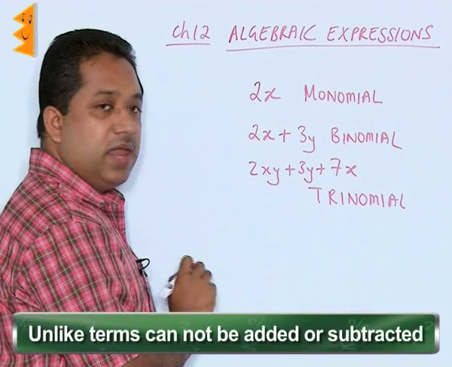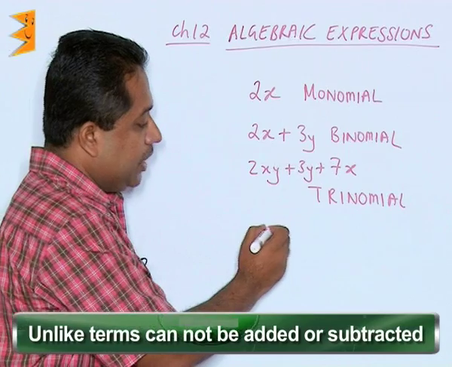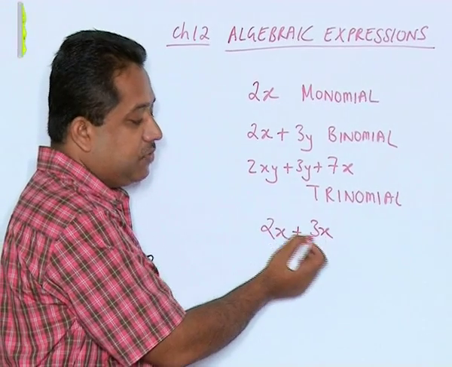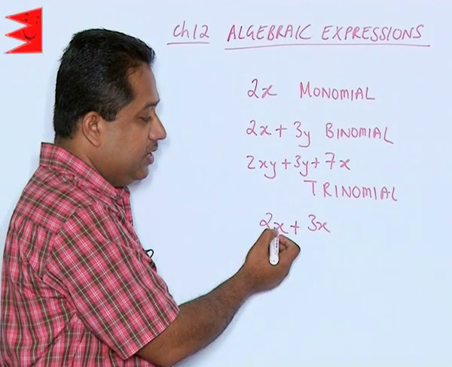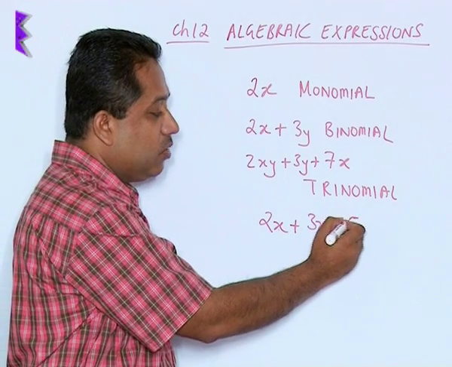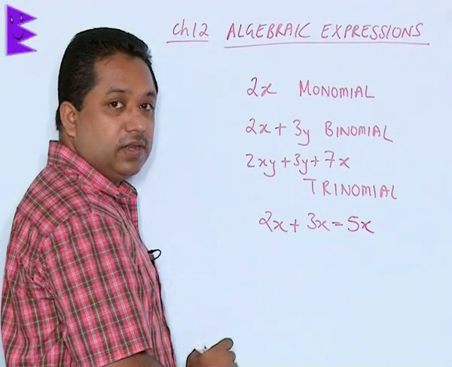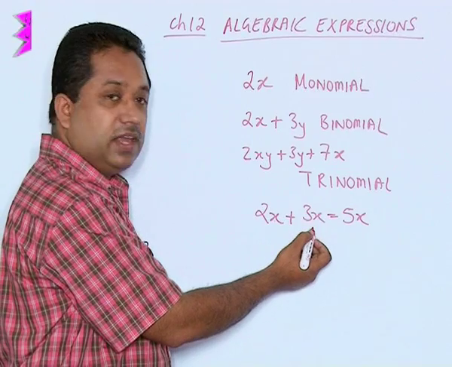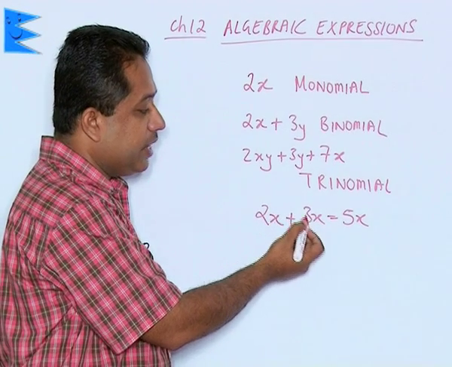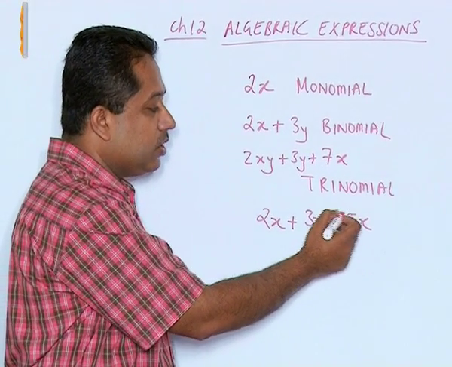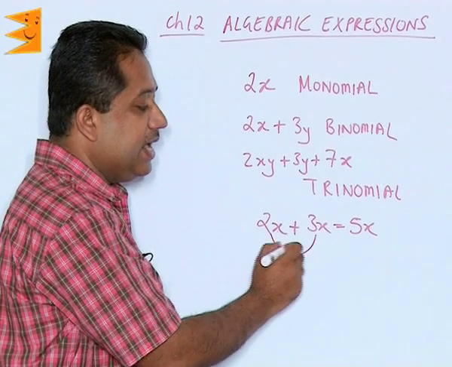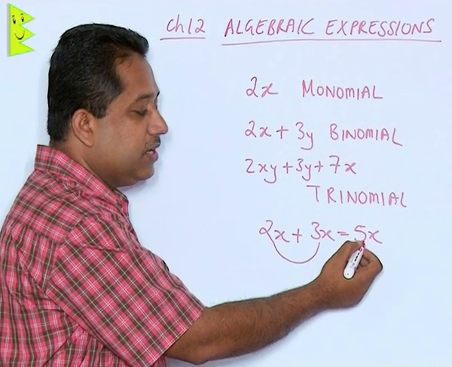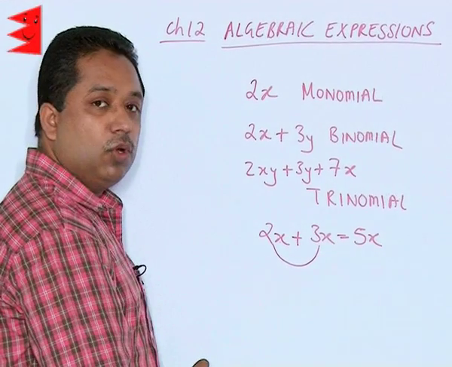Now, these are unlike terms. Unlike terms cannot be added or subtracted. But if we have 2x plus 3x, we should not classify it as a binomial. The reason is that 2x plus 3x is equal to 5x. That is a monomial. So, although we are seeing that there are two terms here, 2x and 3x, we will not classify it as a binomial. It is going to be a monomial because these are like terms and like terms can be added. And when we add the like terms, we are going to get a single term and hence we can say that this is a monomial.